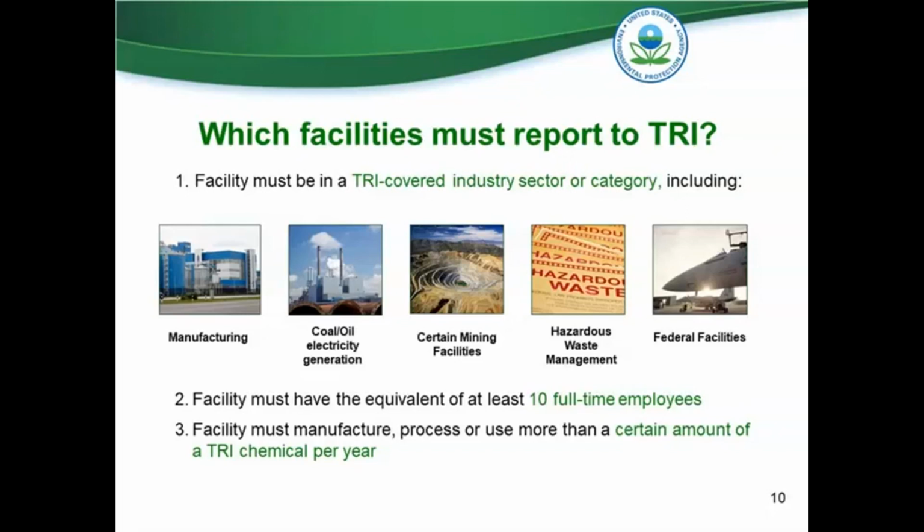And third, the facility must manufacture, process, or otherwise use more than a certain threshold amount of a covered TRI chemical per year. And those thresholds do vary depending on the chemical. For example, chemicals that are determined to be PBTs, or persistent bioaccumulative and toxic chemicals, have a lower reporting threshold than non-PBT chemicals, as an example.